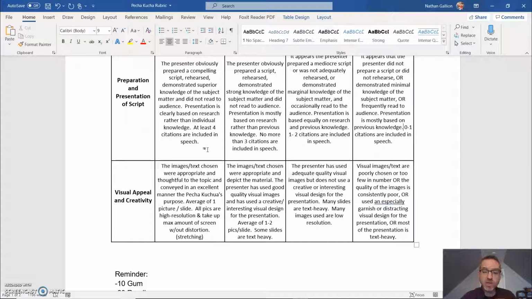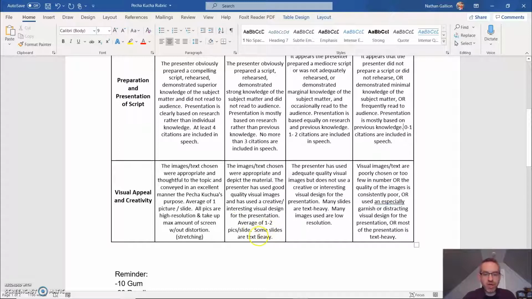If you think you have a reason to do more, that's okay, because it does say an average of 1 picture per slide. So every once in a while, you might have a good reason to throw 2 or maybe even 3 things in there. Just means the rest of them need to have fewer, okay? And it should take up a maximum amount of screen without distortion or stretching, and that I will talk about next time.